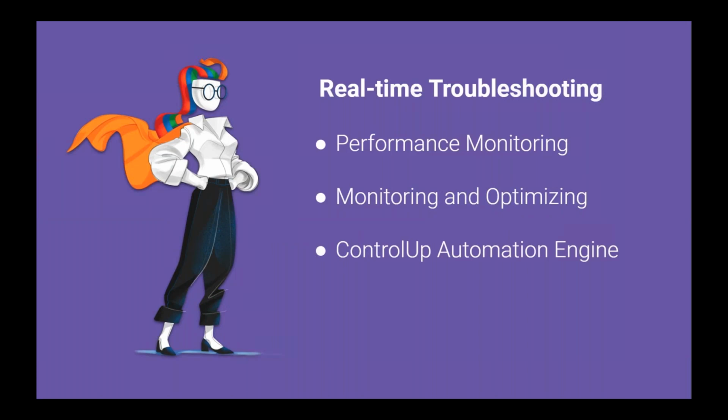So I'm going to get into some demos. The first demo we're going to do is the real-time troubleshooting. So we'll get into the performance monitoring. So how in ControlUp we can actually see the performance of the objects that we are monitoring, and then how we can actually optimize and improve the performance of it. And then we'll get into the ControlUp automation engine.